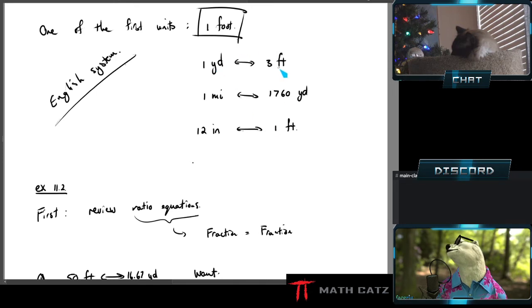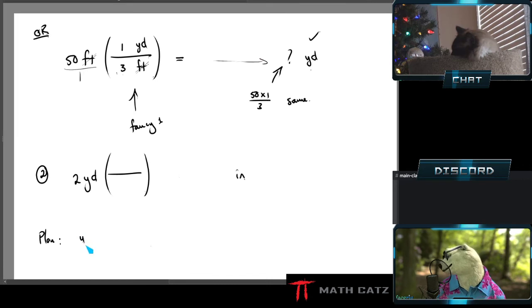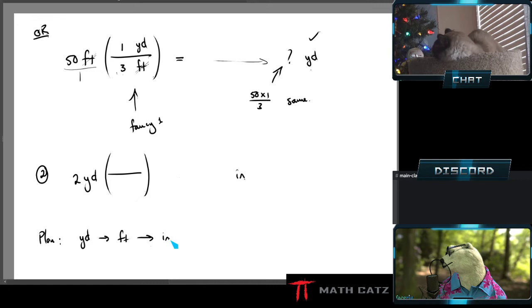I can go yards to feet and then feet to inches. So I can go yards to feet, then feet to inches. That's going to get me to my inches. Okay, let me just move this so I have enough space. So the first goal is to convert the yards to feet. So I'm going to put yards in the bottom and feet at the top for my reference pair, which is 1 yard is equivalent to 3 feet.